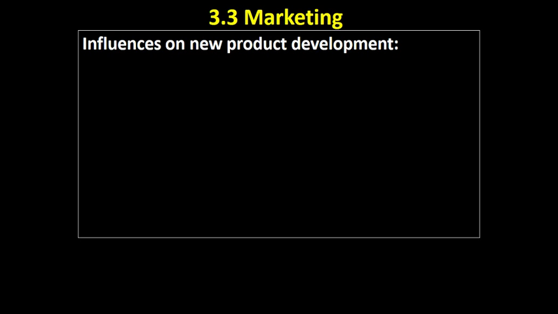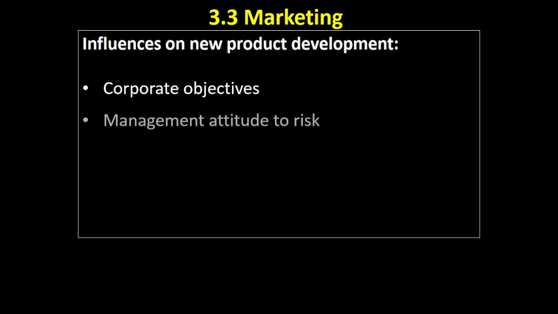So influences on product development, of course we've got our standard internal influences. What are the corporate objectives of the business? Is this a business that is looking to enter new markets? Is it a business that's looking to become more environmentally friendly? What are the aims? Where's the business going? That will have an influence on the product development.